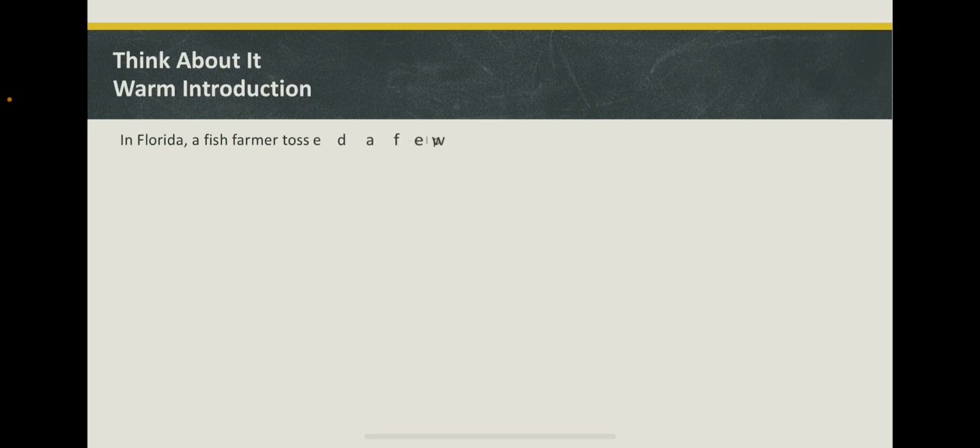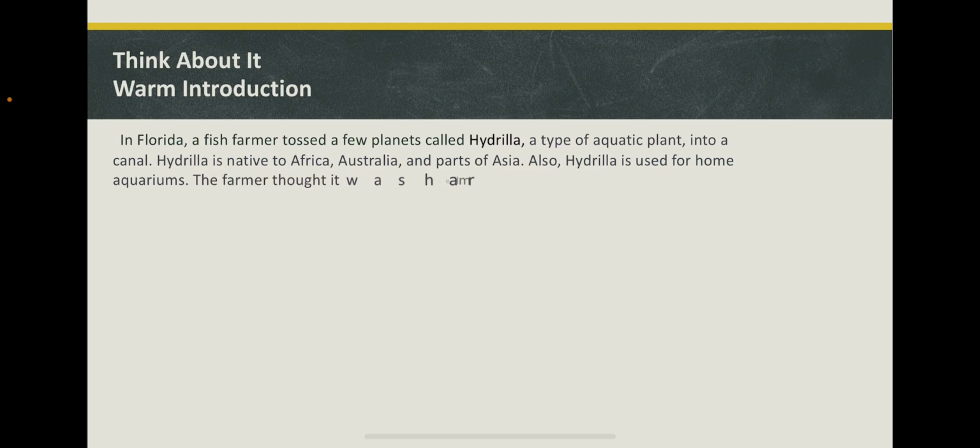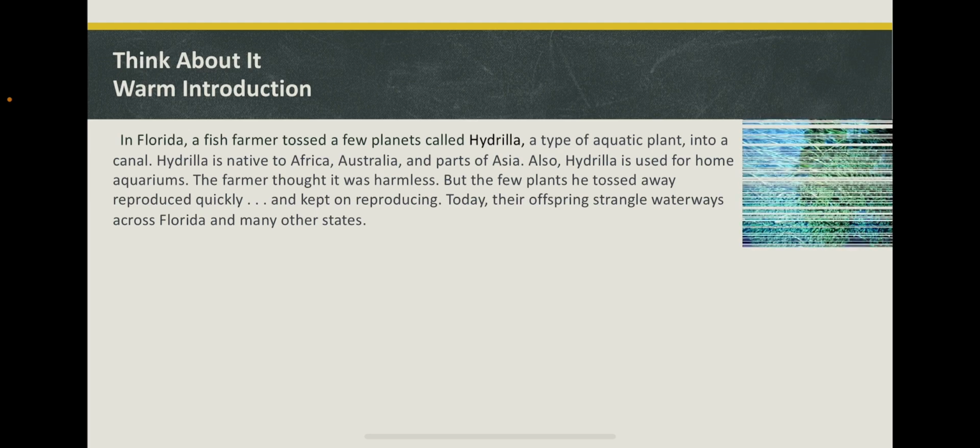Think about it. Warm introduction. In Florida, a fish farmer tossed a few plants called hydrilla, a type of aquatic plant, into a canal. Hydrilla is native to Africa, Australia, and parts of Asia. Also, hydrilla is used for home aquariums. The farmer thought it was harmless, but the few plants he tossed away reproduced quickly and kept on reproducing. Today, their offspring strain waterways across Florida and many other states. As you can see, this is a picture of hydrilla plants.